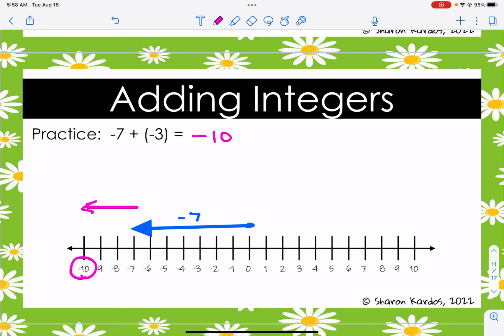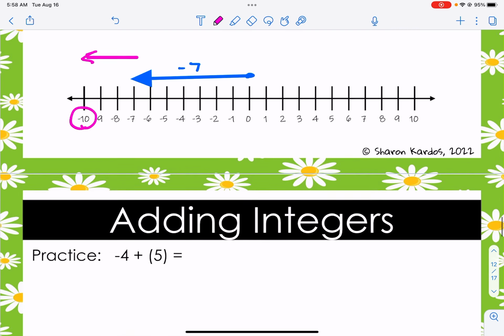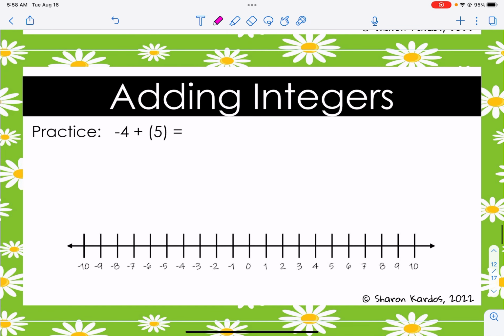If you got that one right, make sure you give yourself a check. If you didn't get that one right, make sure you change your answer. I never want you to have the wrong answer on your paper, especially not in your notes.